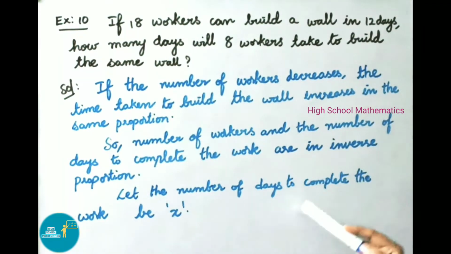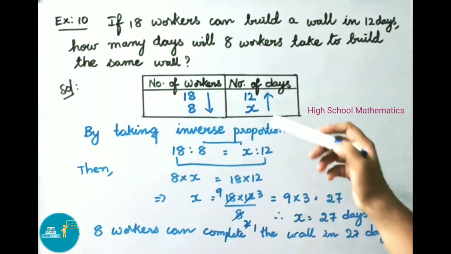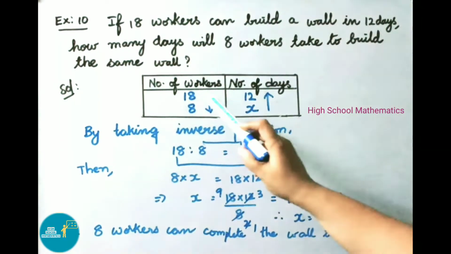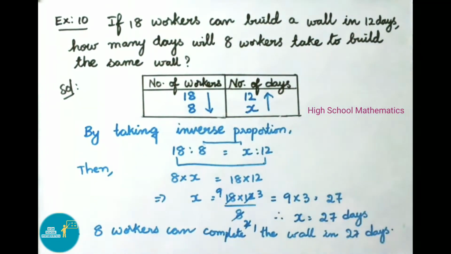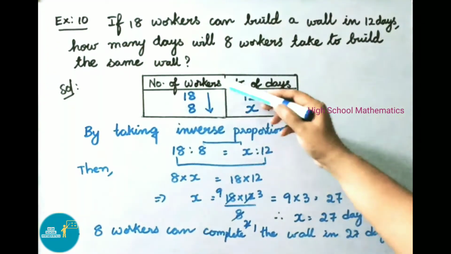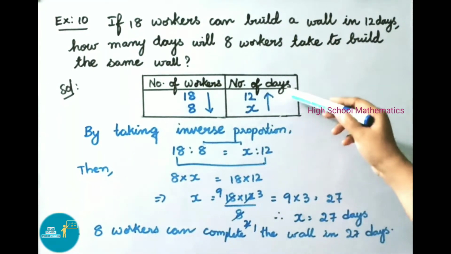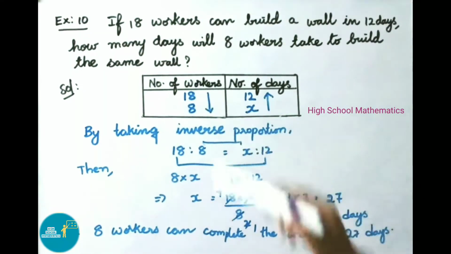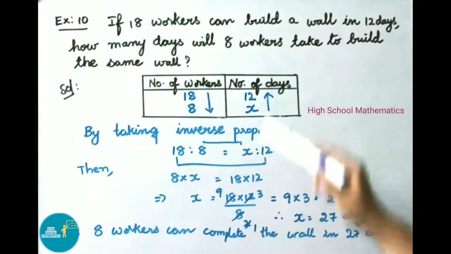Let the number of days to complete the work be x. See, here we have written in tabular form the number of workers and number of days. 18 workers require 12 days to build a wall. Then 8 workers require how many days to build the same wall? So here we have taken x variable. Here the number of workers decreases, then the number of days required to build the same wall increases. So by taking inverse proportion, 18 is to 8 is equal to x is to 12.